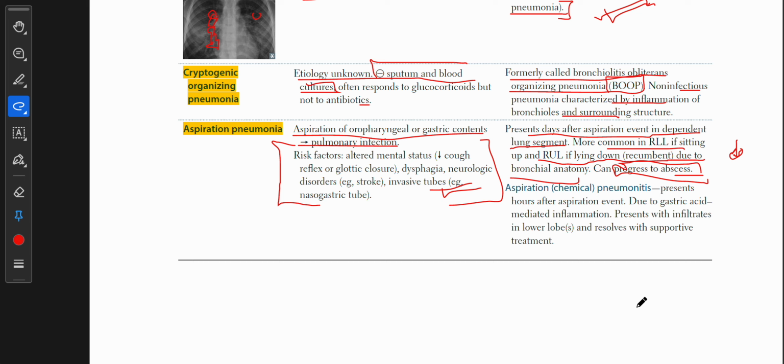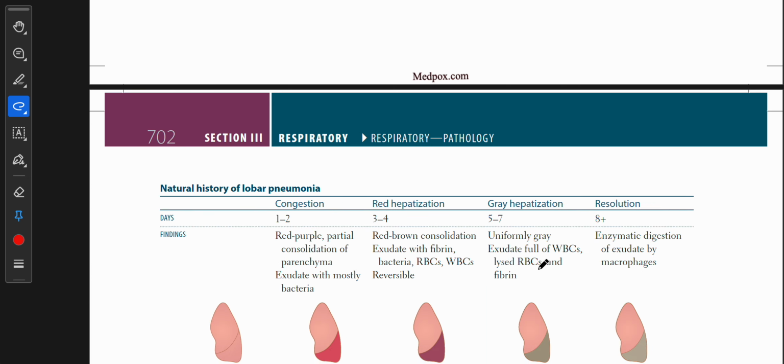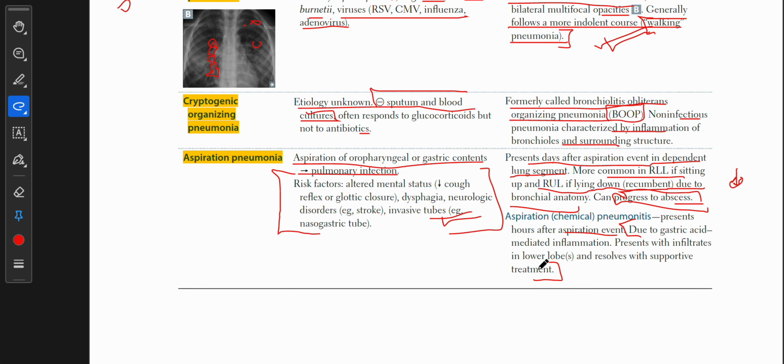Aspiration chemical pneumonitis presents hours after the aspiration event due to gastric acid mediated inflammation. It presents with infiltrates in the lower lobes and resolves with supportive care. So that is called aspiration pneumonitis. That is how we finish the types of pneumonia.